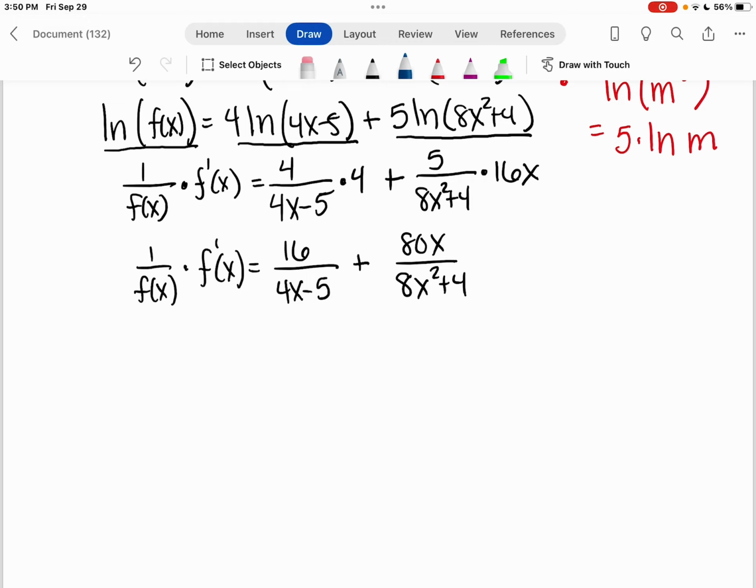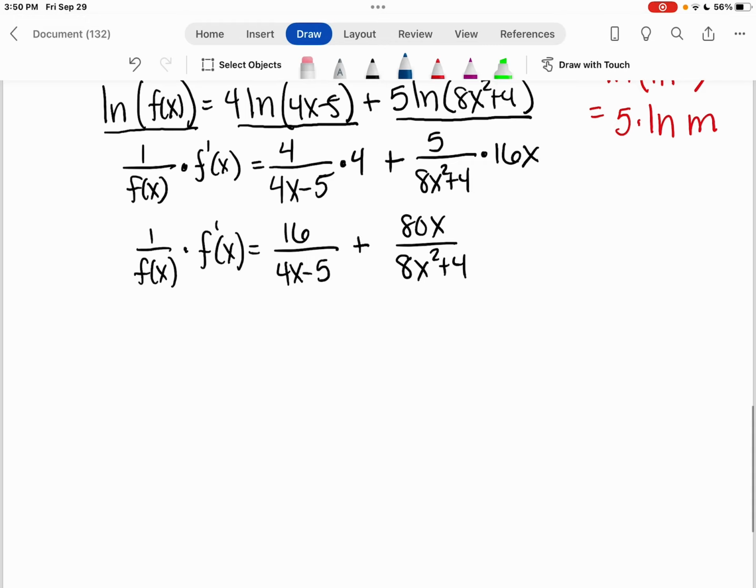Last step here, we're trying to find the derivative. That's this piece right here, the f prime. I still have it being multiplied by the reciprocal of f of x. I want to isolate that derivative so I can see what it's equivalent to. So what I'm going to do is multiply both sides of the equation by f of x so I can isolate that f prime.